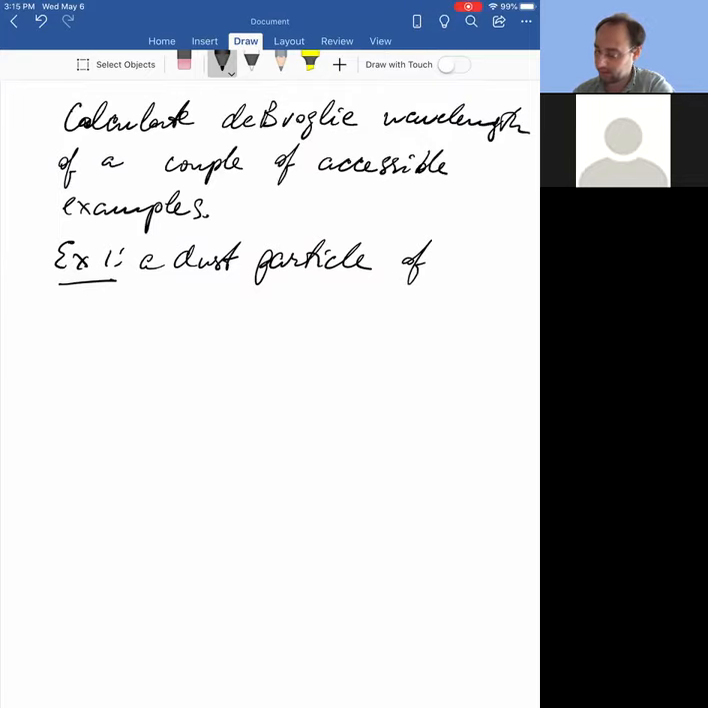One micrometer. It's approximate, just an order of magnitude. Okay, just 1 micrometer. Mass, how heavy is a dust particle? 10 to the minus 15 kilograms. That's a reasonable mass.